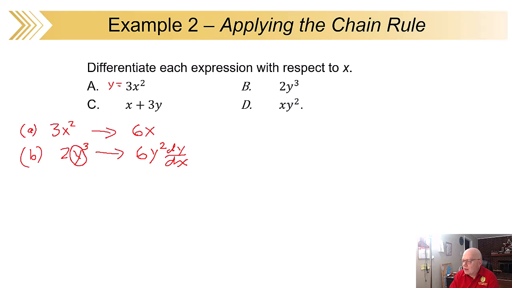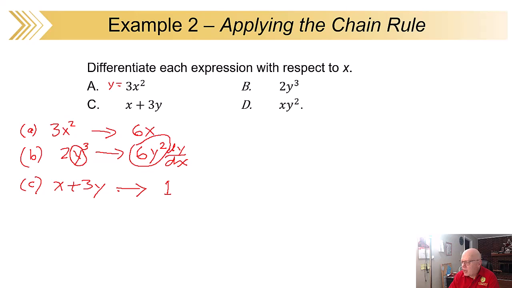That's all there is to it. Do this as you would the x. And if you've got something that isn't an x here, then you'll have d, in this case y, with respect to x. That's part B. Part C, we're starting out with x plus 3y, and we're going to differentiate that. X, pretty easy, 1.